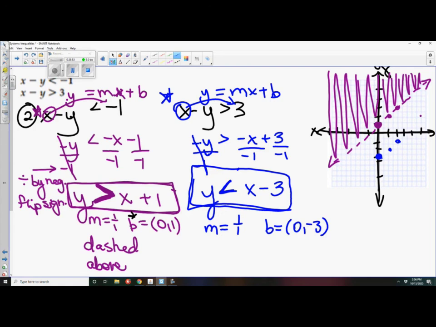So, if it's less than, it could be dashed again. And so, once again, make a dash line however you need to. And because we flipped our symbol, this now says y is less than. So, we're going to shade below this one. So, I'm going to go down here and shade everywhere below it real lightly left and right.